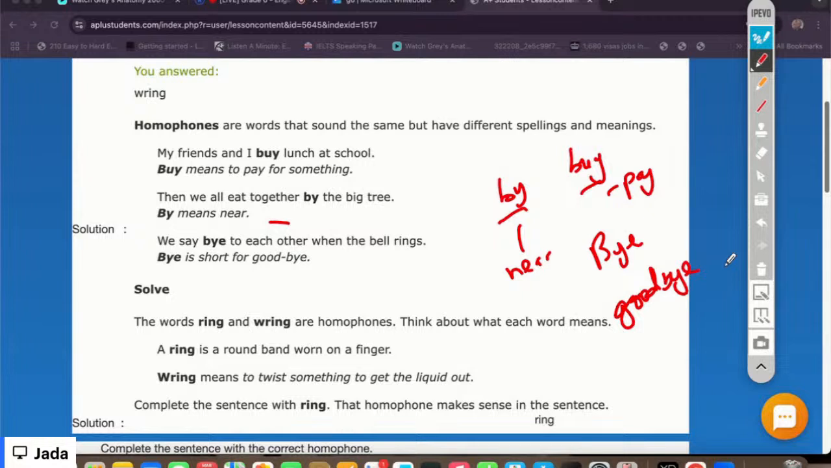All right, do you know some homophones? Can you share with me some examples on the chat?